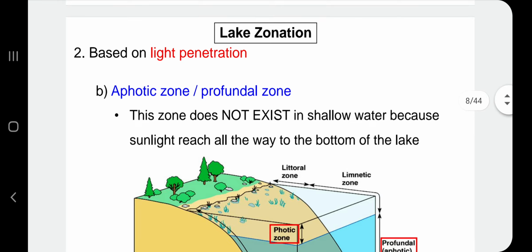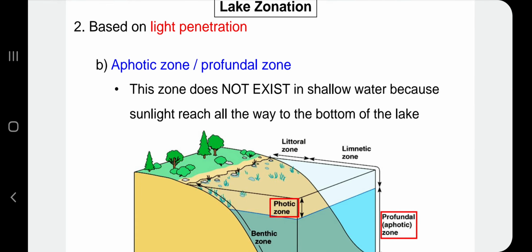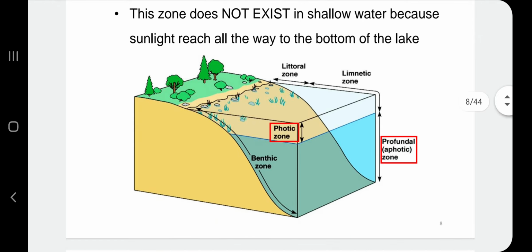Okay, let's move on. And under aphotic zone juga, this zone does not exist in shallow water. Okay, so kenapa tidak dijumpai aphotic zone ni dekat kawasan air yang cetek? Cetek tu mungkin sampai, kalau kamu masuk dalam air tu mungkin sampai lutut saja, for example, okay. Because for shallow water, sunlight can reach all the way to the bottom of the lake. That's why untuk shallow water, we don't have aphotic zone. Okay, probably we just have photic zone, which we divide into two subzones, littoral and limnetic.